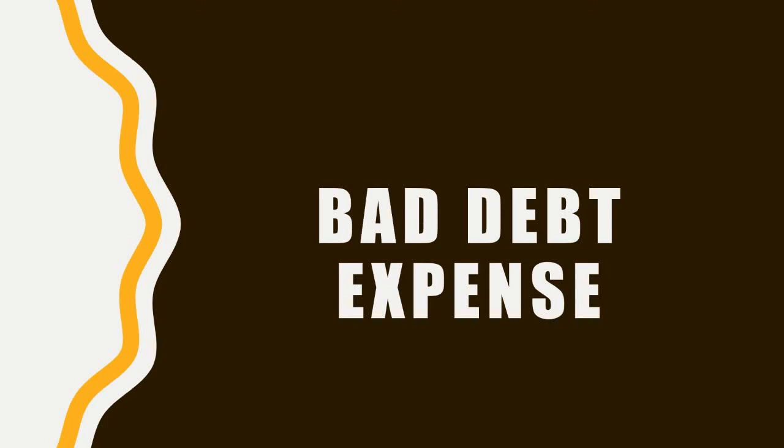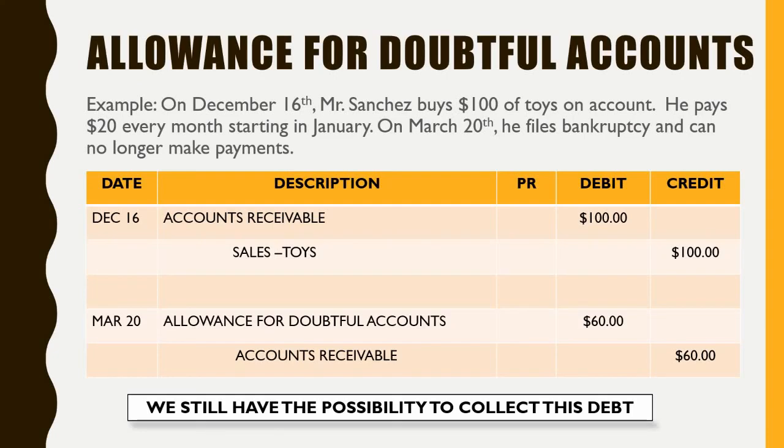So that's what you do when you know who, you know exactly when, and you know exactly how much they owe you. Any questions in regards to the allowance for doubtful accounts? No.